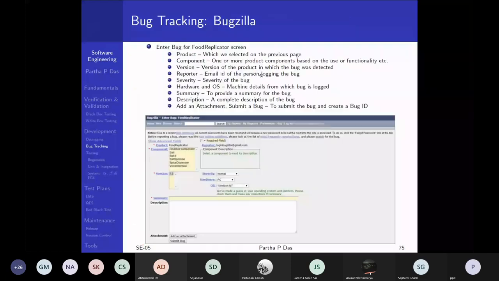Rest of this part is just a few screenshots from Bugzilla. So this is typically the information that you start with: the product, the component, which version, who is reporting, how severe the bug is. Is it a showstopper, like it's crashing the system? Or it's like, well, the message is not nice. And what is the hardware and operating system details? A summary line to easily understand, a detailed description. You may have attachments of test cases, and finally you submit the bug. So this is typically the information with which the cycle in a bug tracking system starts.